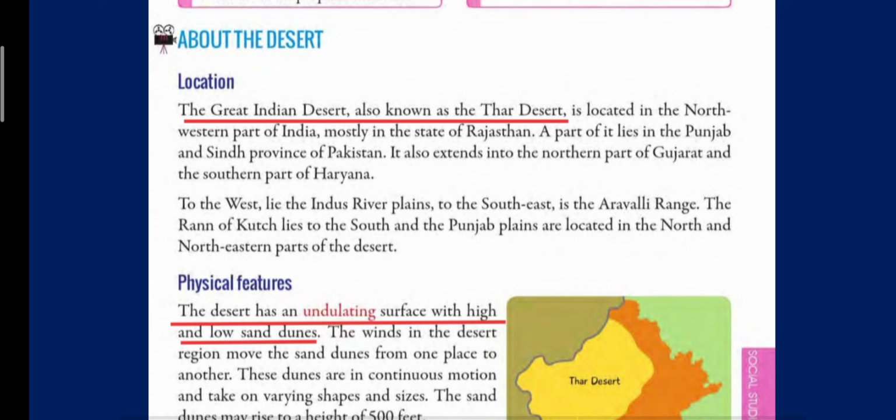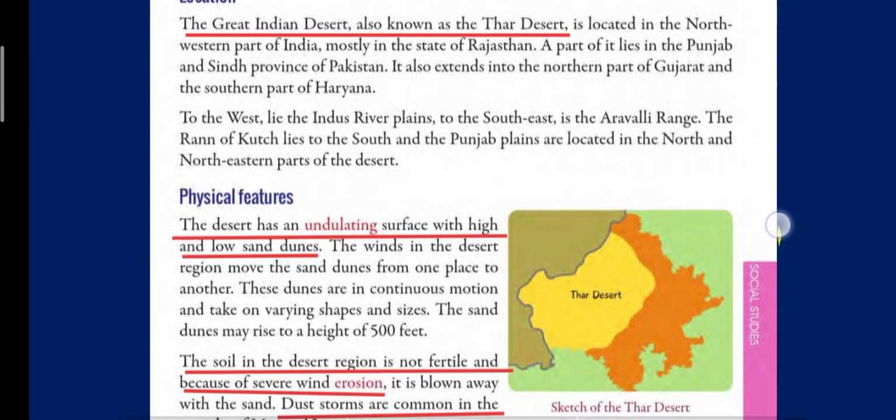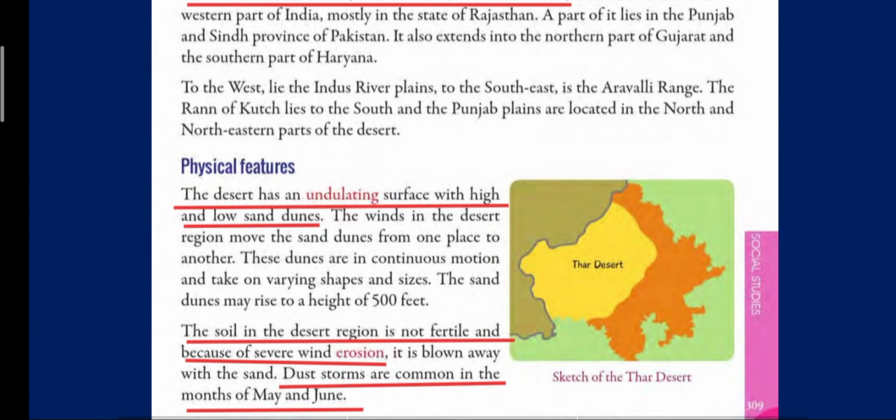So, this was the location of the Thar desert, and what are the other things that surround this desert. Now we will read about the physical features. The desert has an undulating surface with high and low sand dunes. The winds in the desert region move the sand dunes from one place to another. These dunes are in continuous motion and take on varying shapes and sizes. The sand dunes may rise to a height of 500 feet.